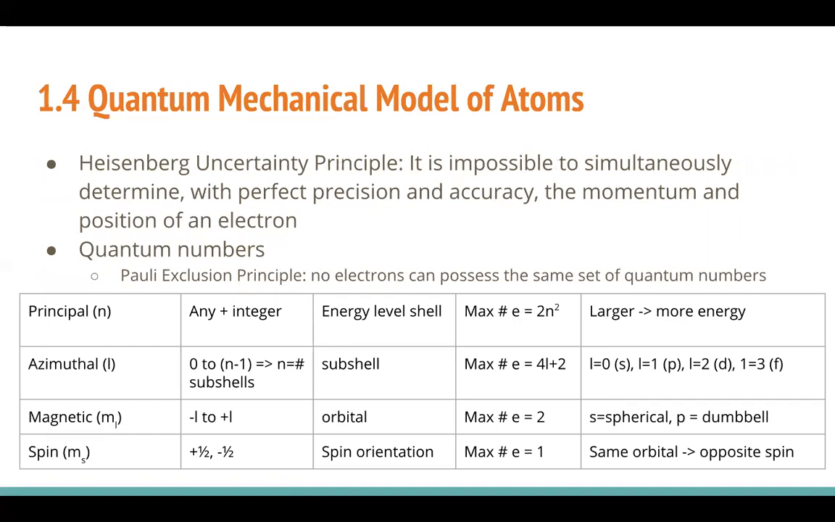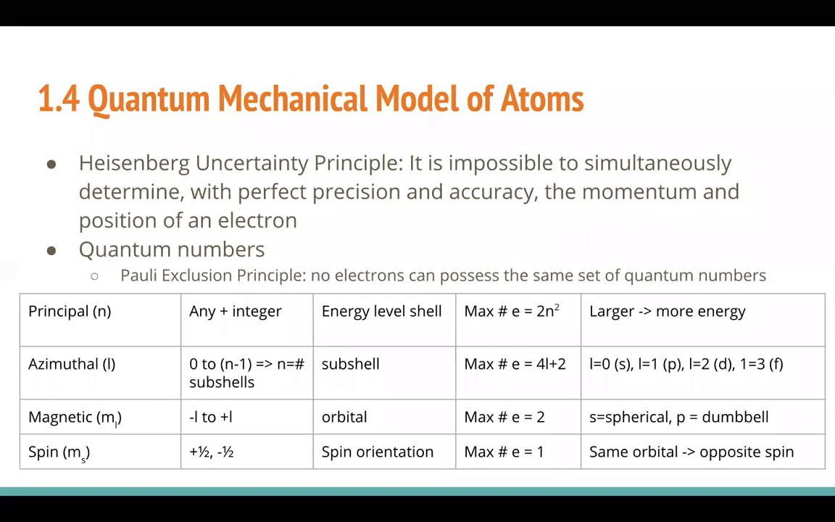Okay. So the last section of this chapter is just the quantum mechanical model. You only need to know this on a very basic level. The most important part is the Heisenberg uncertainty principle. It is impossible to simultaneously determine the momentum and position of an electron. What that means is that if an electron is moving, you can't know exactly where it is. And if you know the electron's position, then you don't know how fast it's moving. That's basically all that means.